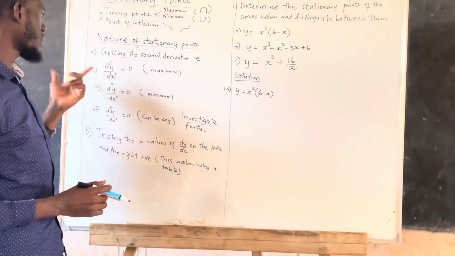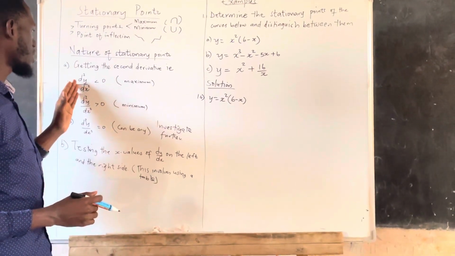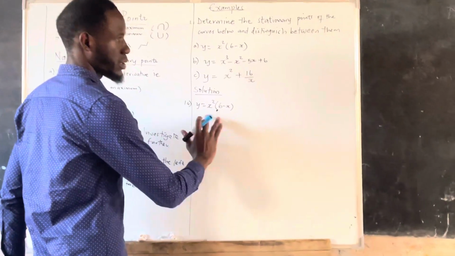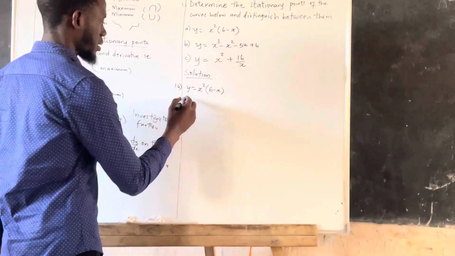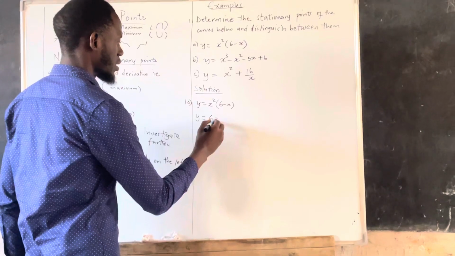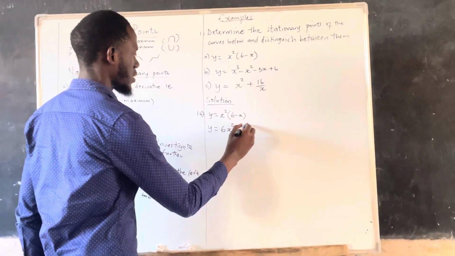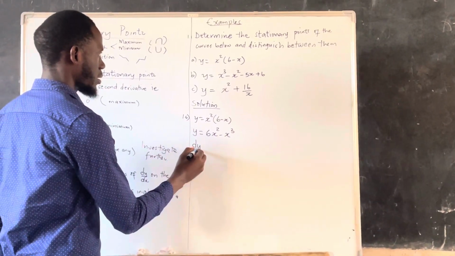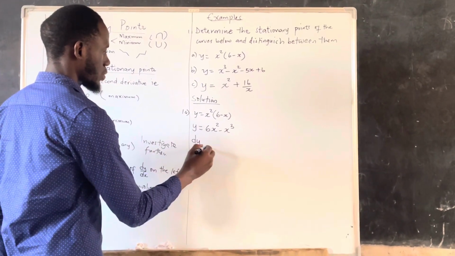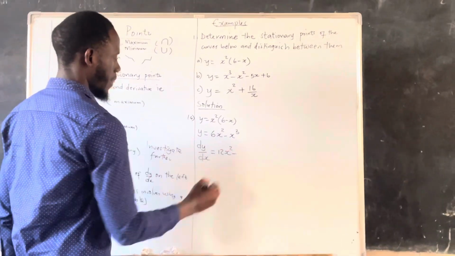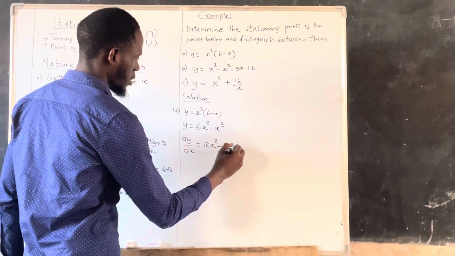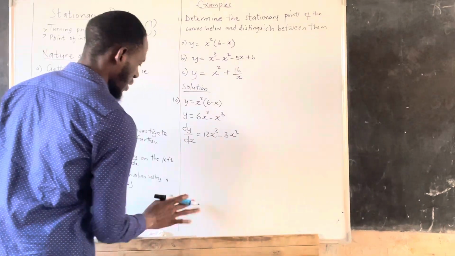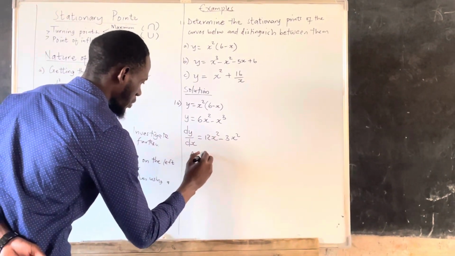But we have said that the first method is you differentiate, then after differentiating, you substitute in the values and see. So since we need to differentiate, we can differentiate this as a product, but not to waste time, we can open brackets, and we have y is equal to 6x squared minus x cubed. Then we get the derivative, dy/dx is equal to 12x minus 3x squared.